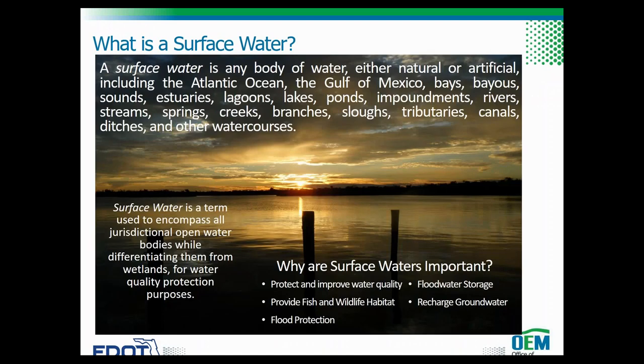A surface water is any natural or artificial body of water, including the Atlantic Ocean, the Gulf of Mexico, bays, bayous, sounds, estuaries, lagoons, lakes, ponds, impoundments, rivers, streams, springs, creeks, branches, sloughs, tributaries, canals, ditches, and other water courses.